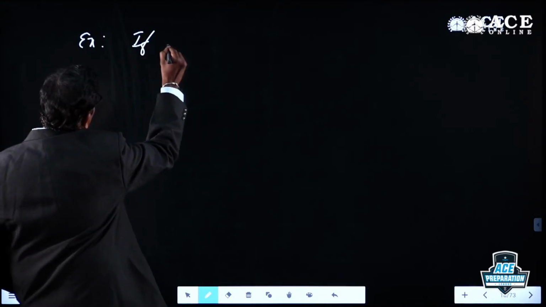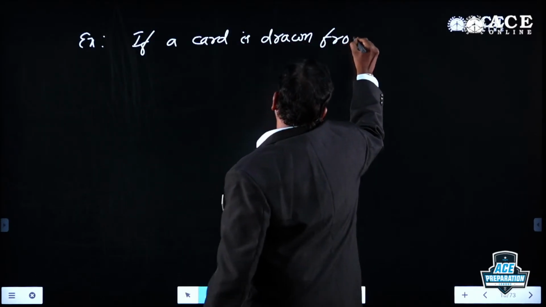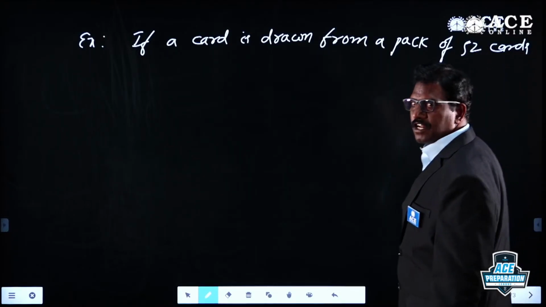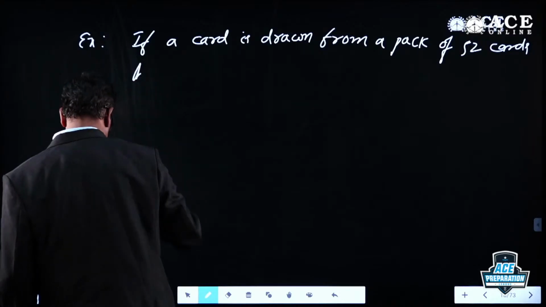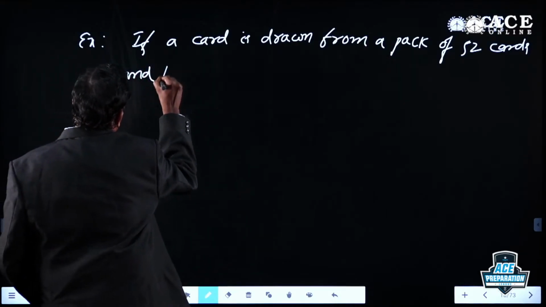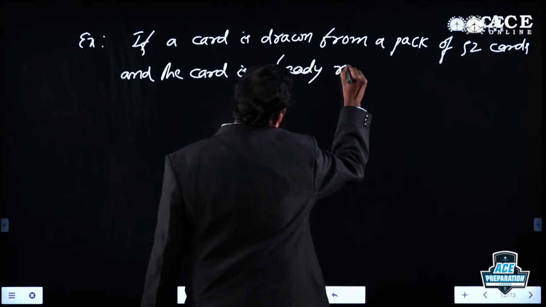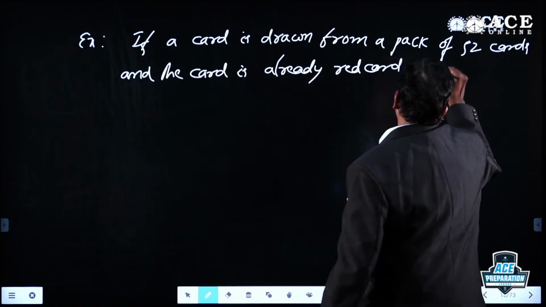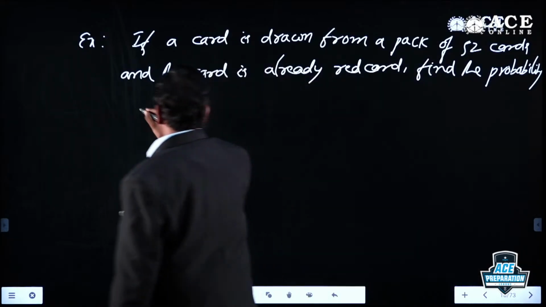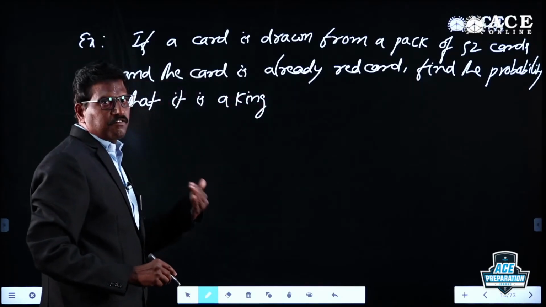If a card is drawn from a pack of 52 cards and the card is already a red card, find the probability that it is a king. Suppose I ask a question like this. Okay, try to listen carefully, try to follow carefully.